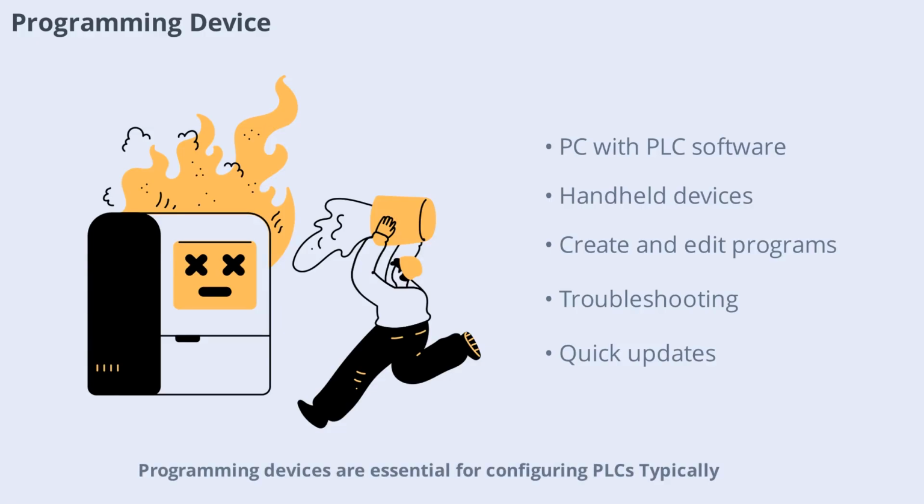Programming devices are essential for configuring PLCs. Typically, a normal computer with PLC software installed serves as the programming device. Sometimes, handheld programming devices are used for convenience on the factory floor. These devices allow engineers to create, edit, and troubleshoot PLC programs. With the right software, programming becomes intuitive, enabling quick changes and updates to the system logic.